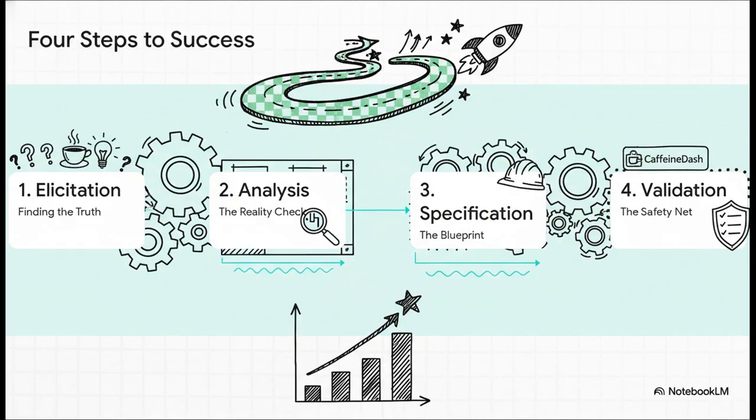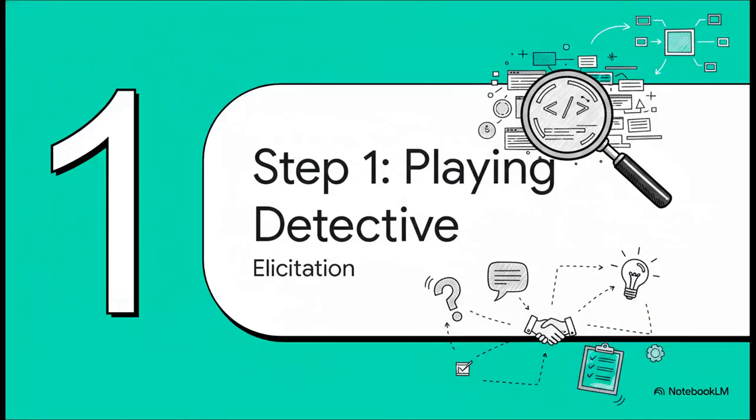There is a way to avoid becoming just another statistic. There's a roadmap for this, and we're going to walk through the 4 key steps together: elicitation, analysis, specification, and validation. Think of this process as our secret weapon to make sure our little app, Caffeine Dash, is a massive success. Okay, first up, elicitation. And yeah, it's a fancy word, but all it really means is you're playing detective. This isn't just about passively taking notes. Nah, it's about digging in, asking the right kinds of questions, and uncovering the actual truth that's kind of buried in what your client thinks they want.